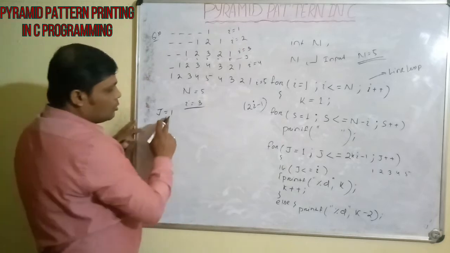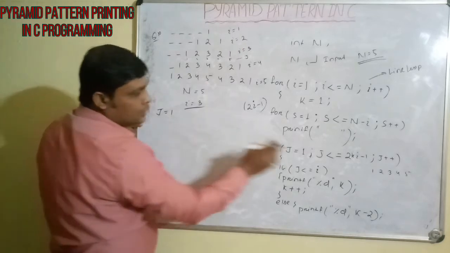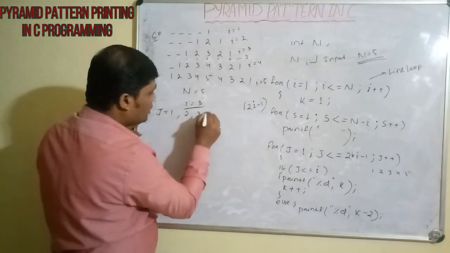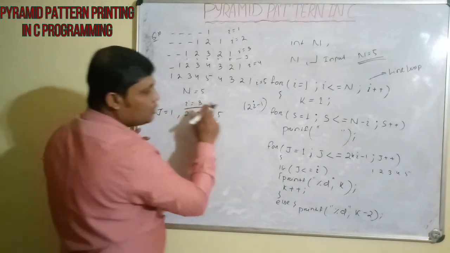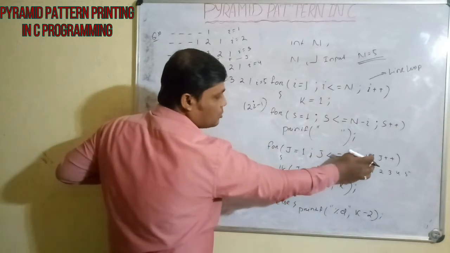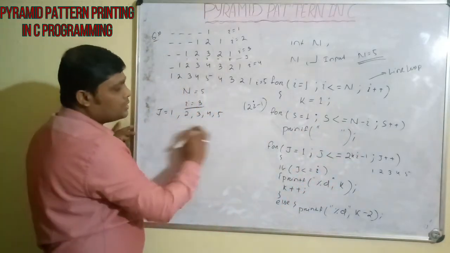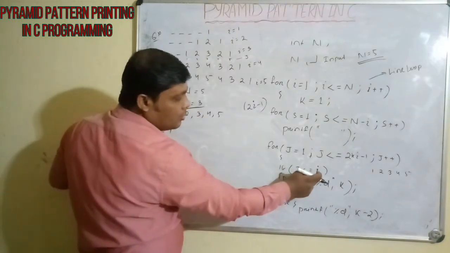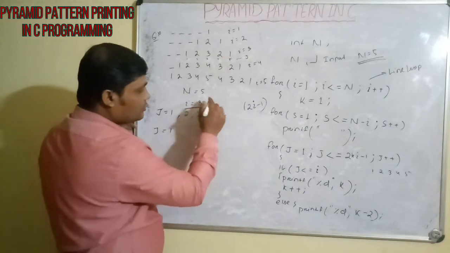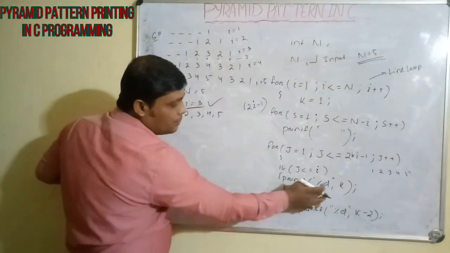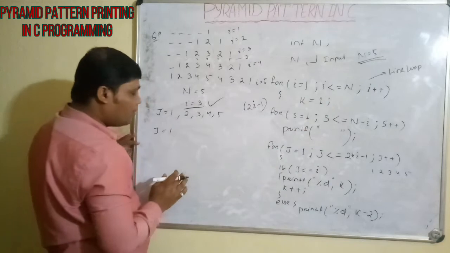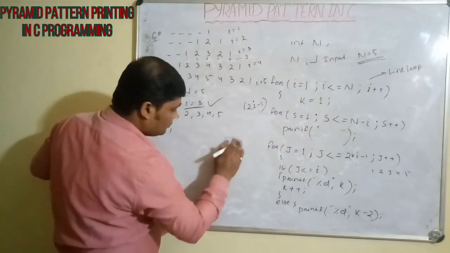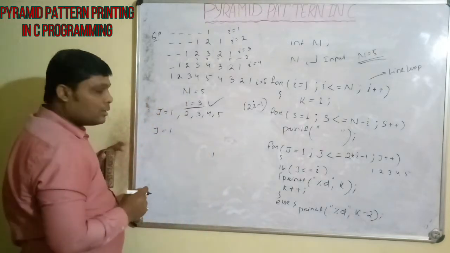Now you can see when Z equal to 1, it will continue for Z equal to 1, 2, 3, 4 and 5, because I value 3, 3 into 2 is 6 minus 1, 5. So it will continue for these values. When Z value is 1, 1 less than equal to 3, I value is 3, I am taking for this line number. Then printf K, K value is 1, so it will print 1. Clear?